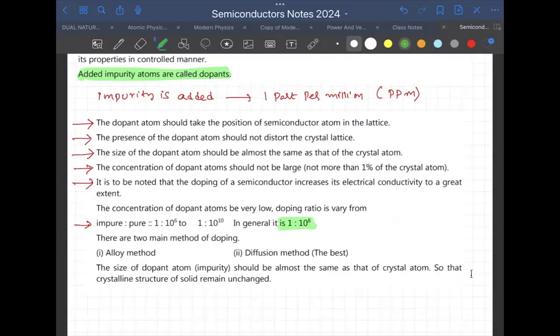Similarly, the size of the dopant atom, whatever it is, I told you, it should be almost close to the size of the crystal atom. Otherwise, remember, your intention is to change only the electrical property, not the structural property of the material. So these are very important observations I need to consider. And you may get questions like this in theory time, where you are madly confused and you will go with the wrong option. So I've given a very clear picture.